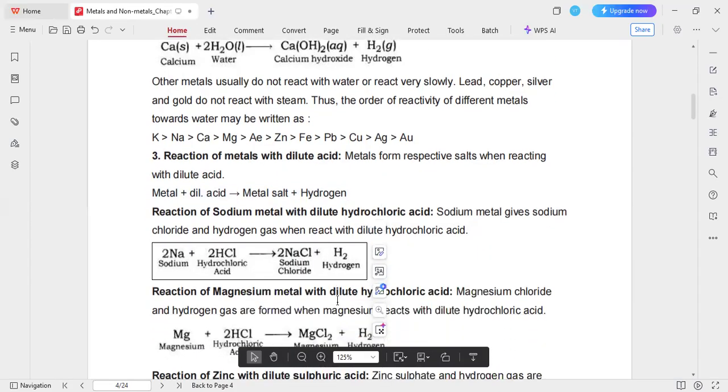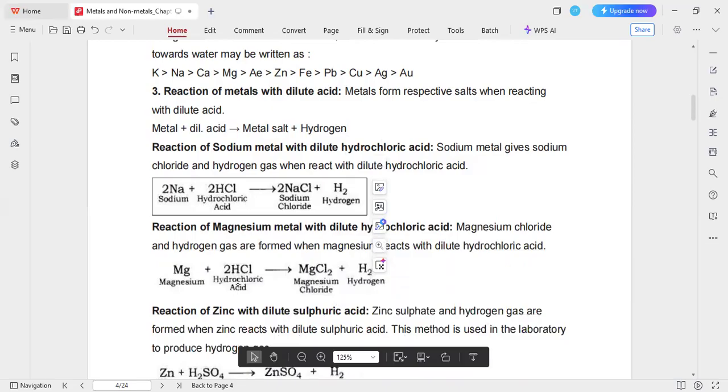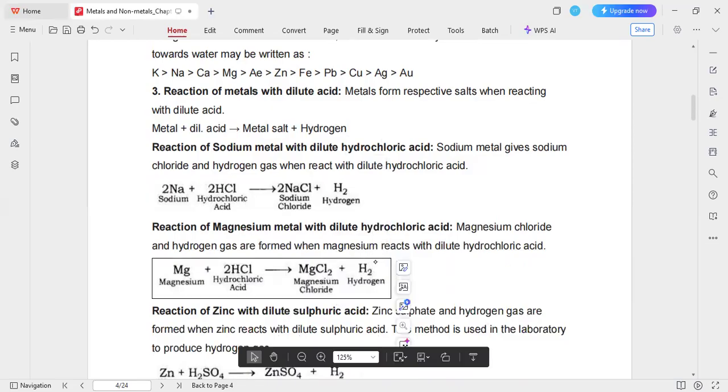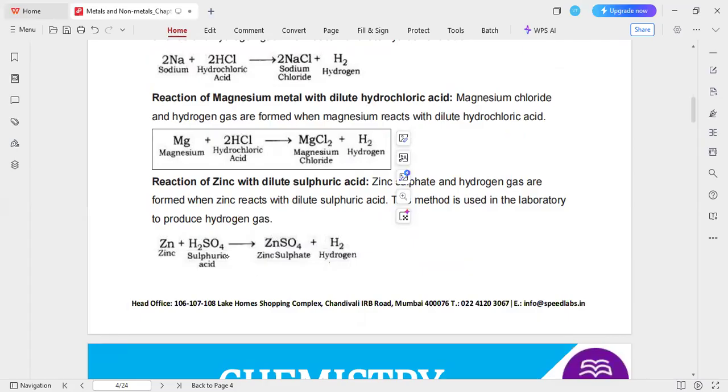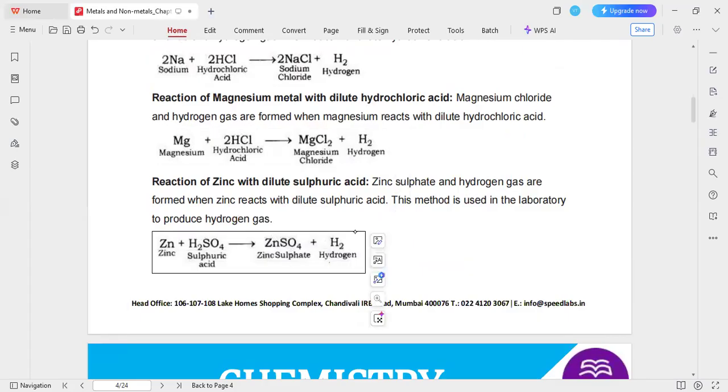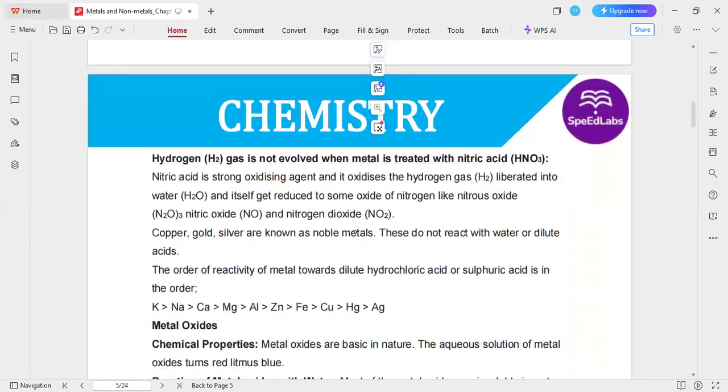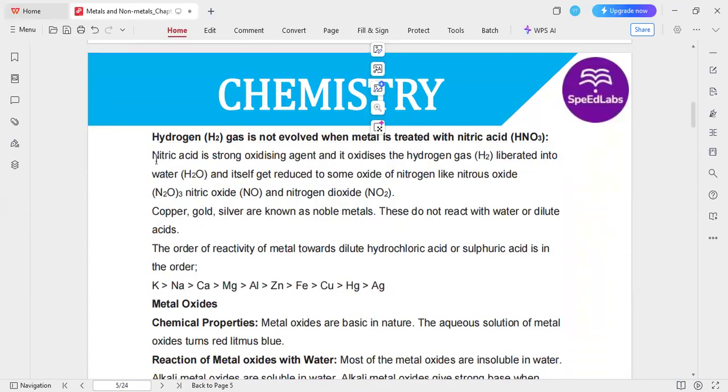Next, magnesium plus hydrochloric acid gives magnesium chloride plus hydrogen. Next, zinc plus sulfuric acid gives zinc sulfate plus hydrogen. See, children, hydrogen gas is also very, very important.